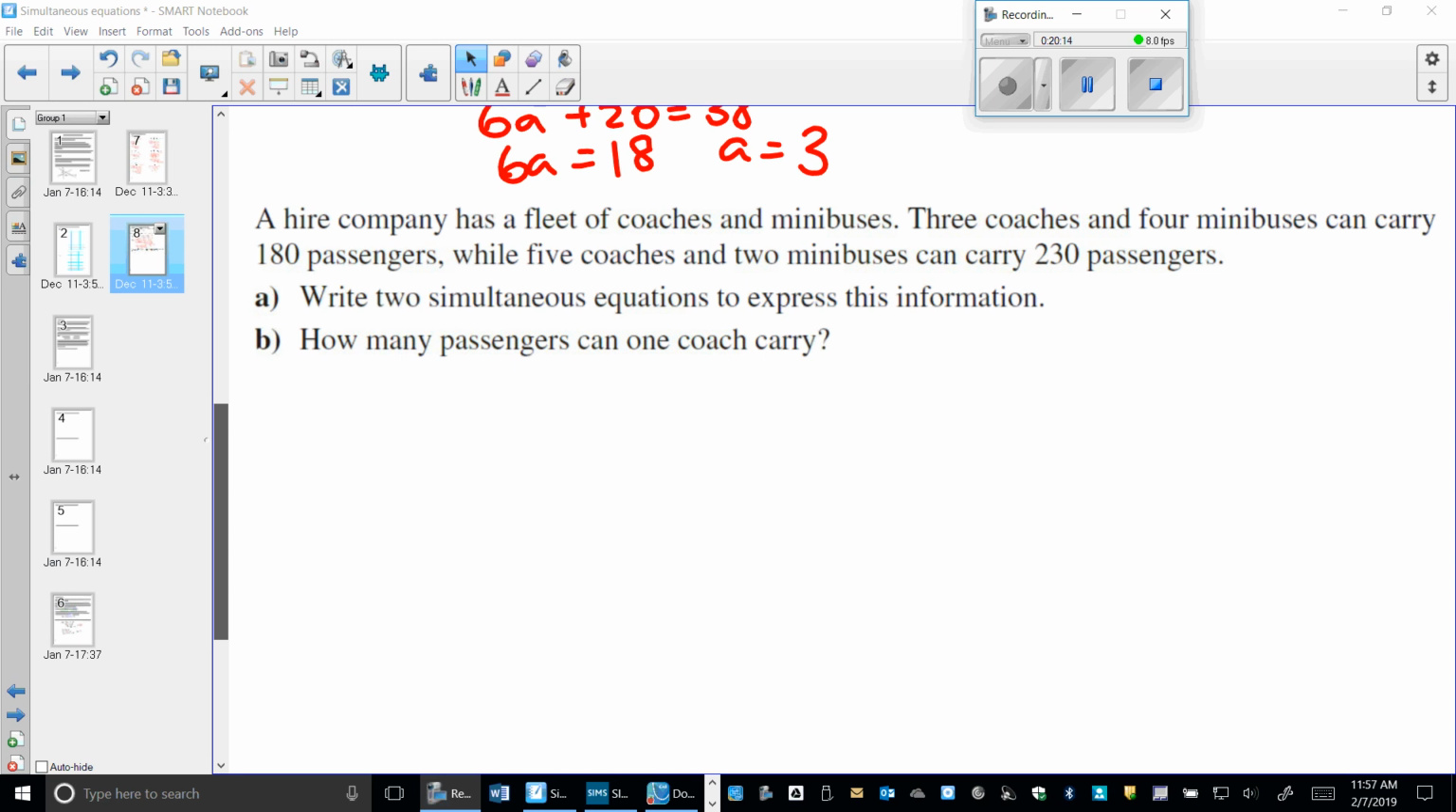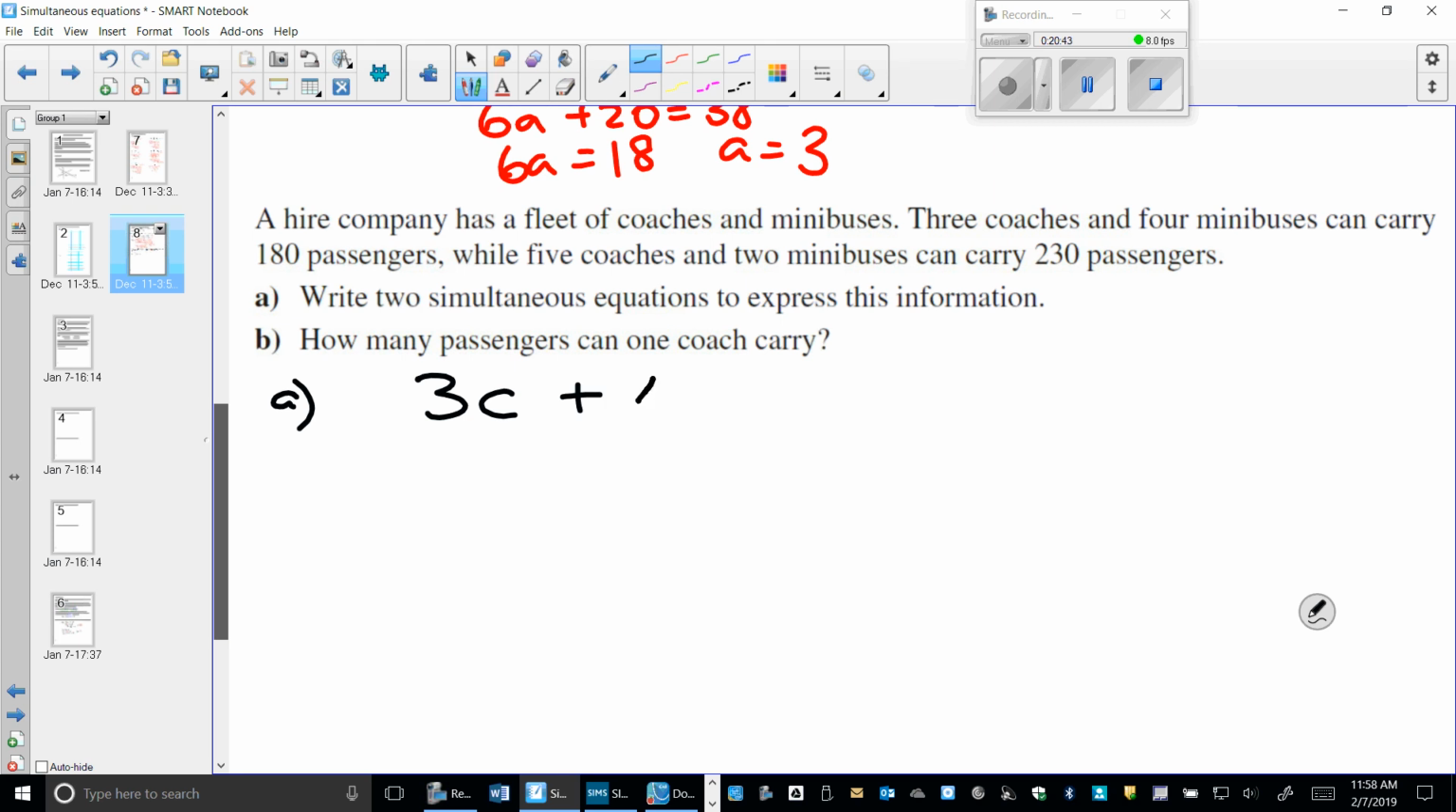Alright, okay, so a hire company has a fleet of coaches and minibuses. 3 coaches and 4 minibuses can carry 180 passengers. Meanwhile, 5 coaches and 2 minibuses can carry 230. Write 2 simultaneous equations. So, Yvette, what would I write for my first one? 3C plus 4M. And Alexis, what would I write for my other one? 5C plus 2M.